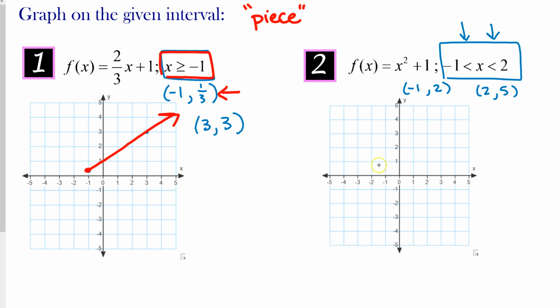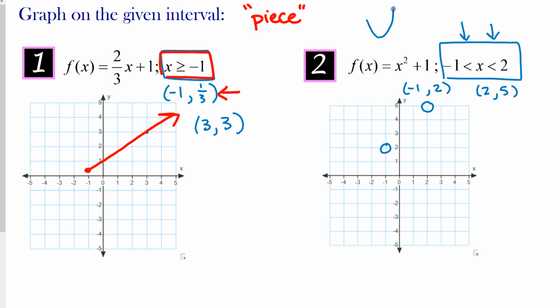So we have an open circle at -1, 2, and we have an open circle at 2, 5. Now, do I want to just connect these with the line? No, I do not, because this is not a linear equation. This is quadratic. We have an x squared in there. So let's think about this. We know what our squaring function looks like.